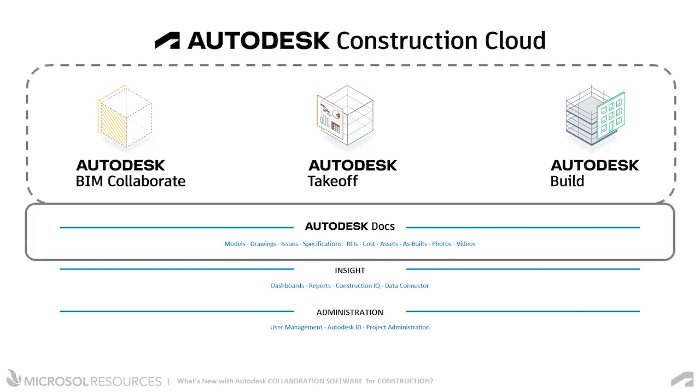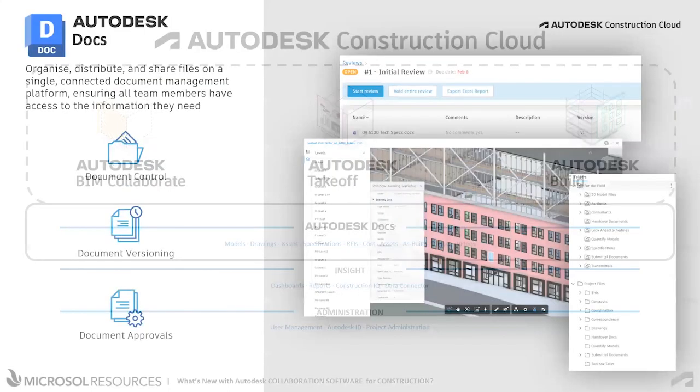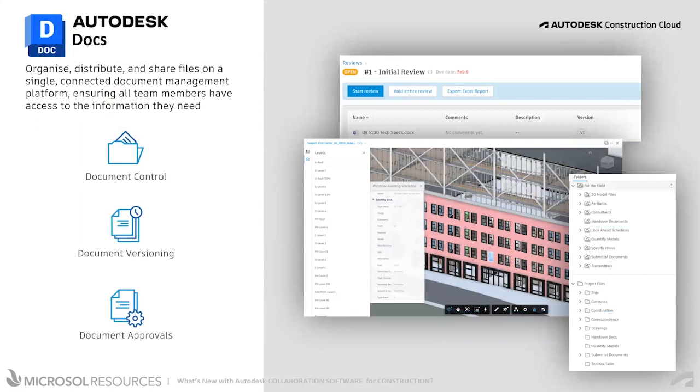With that, I'll go into a little bit more detail around Autodesk Docs, and let's start with a quick refresher of what Autodesk Docs is. Autodesk Docs enables customers to organize, distribute, and share files in a single connected document management platform. It ensures all team members have access to the same information they need, and it also acts as a team's common data environment, or CDE, and supports document control, things like versioning and approval workflows.